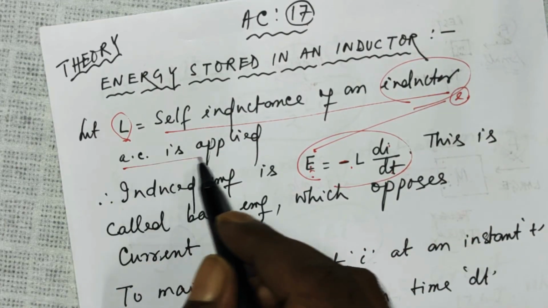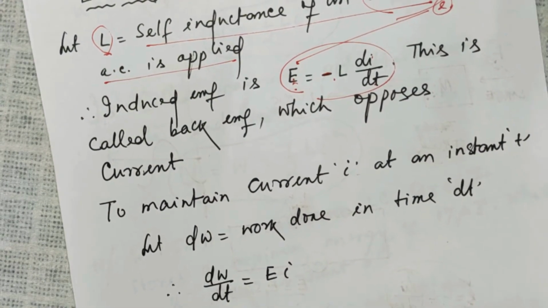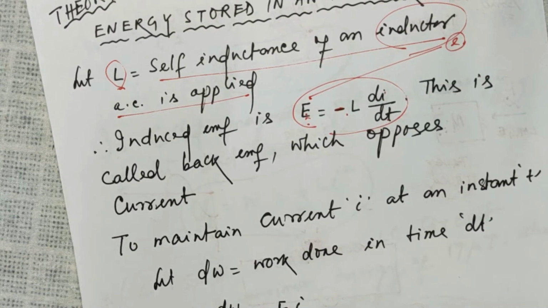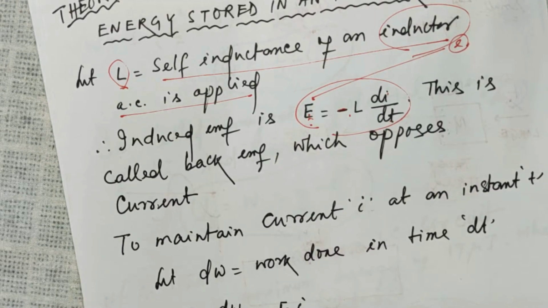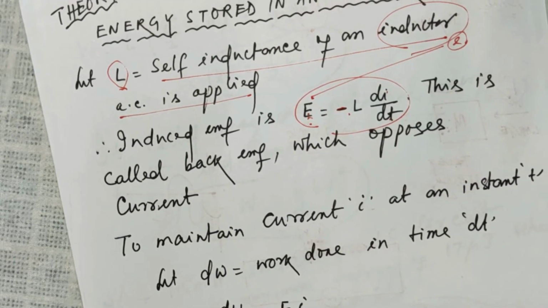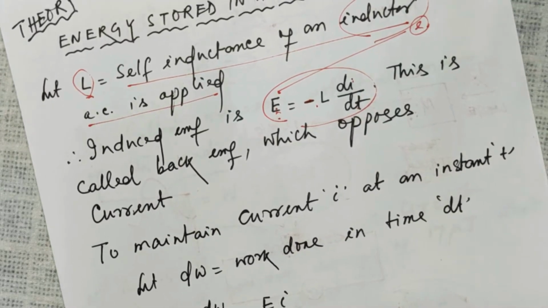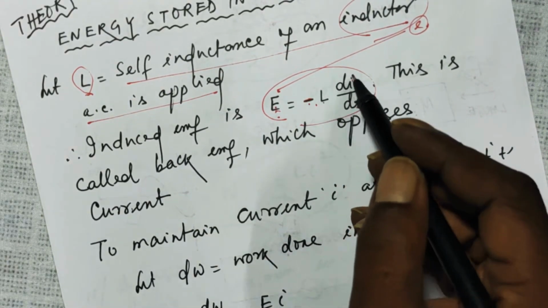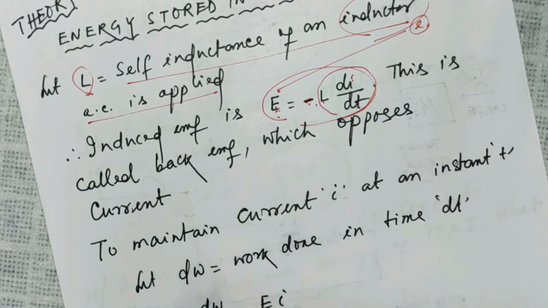Now, AC is applied, meaning alternating current is applied across the inductor. So the current grows from 0 to maximum, then from maximum to 0, then from 0 to maximum on the other side, then from maximum to 0, right? That is how the alternating current behaves. So, as explained in earlier lessons, there is a back EMF, minus L di by dt. Its magnitude is this much. The negative sign only indicates that it is opposing, right?